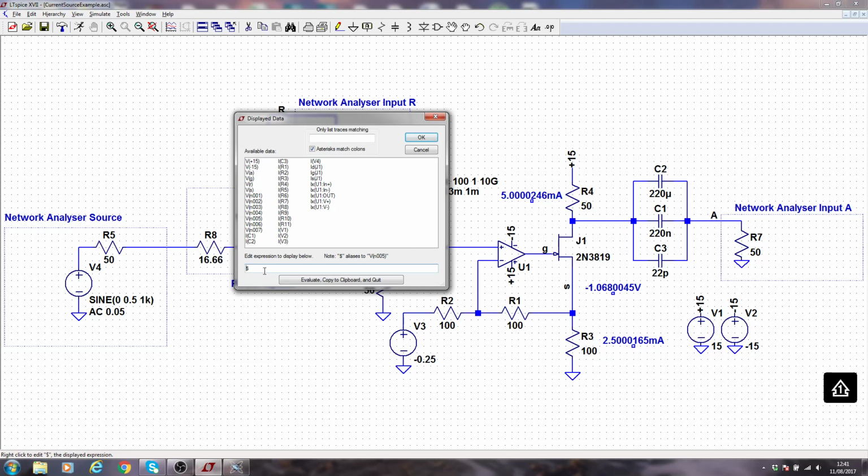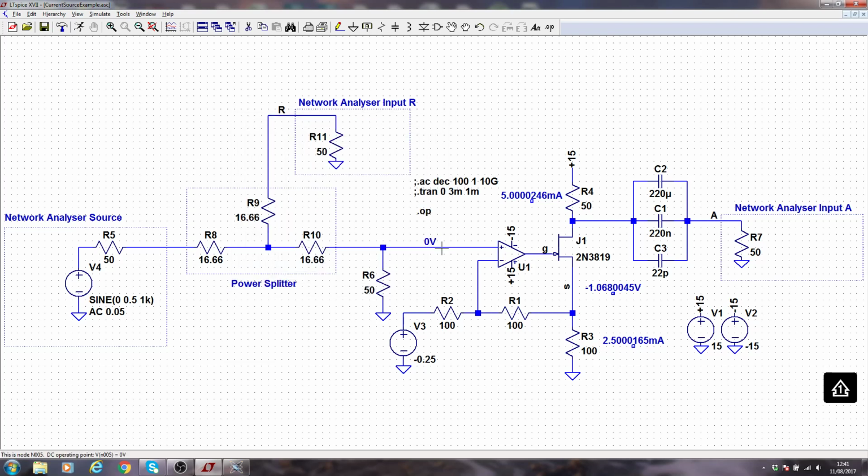So I go back now, it just shows dollar, but the dollar alias is to the node 5, which is the node on here. I can see that if I look in the bottom left, if I look down here, you can see it's VN005. So as far as the DC is concerned, this is grounded.